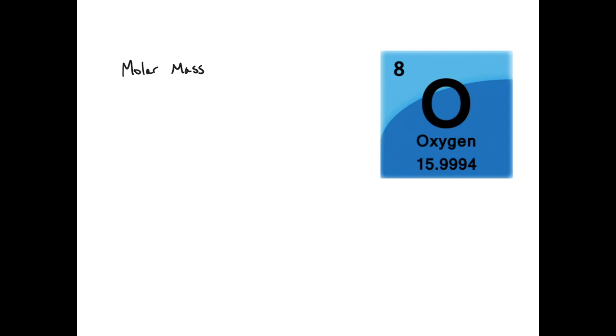As we know, oxygen is symbol O and its atomic number is 8, which means it has 8 protons in the nucleus. Now this number down here, way back in chapter 1, we talked about being the average atomic mass of all the known isotopes of oxygen. This number is calculated by taking the isotopes of oxygen and calculating a weighted average. Now this number is also important to us because it represents something known as molar mass.